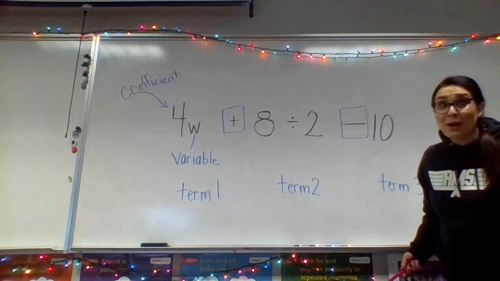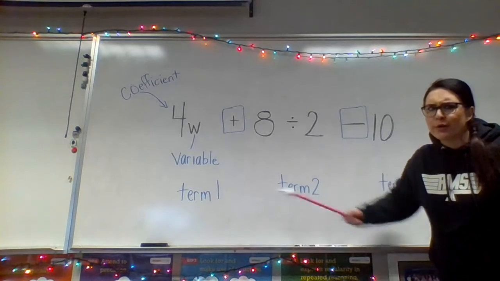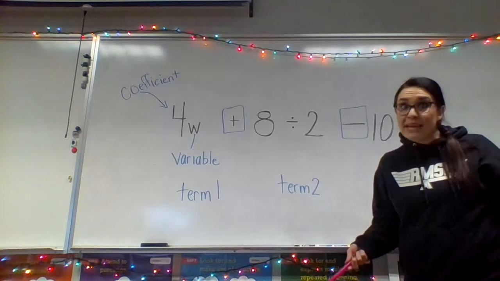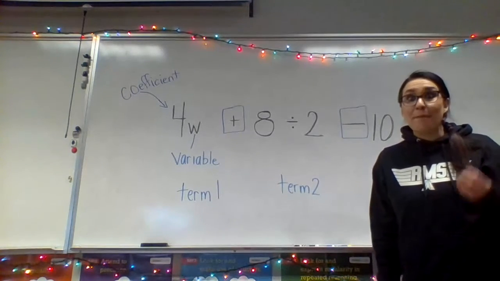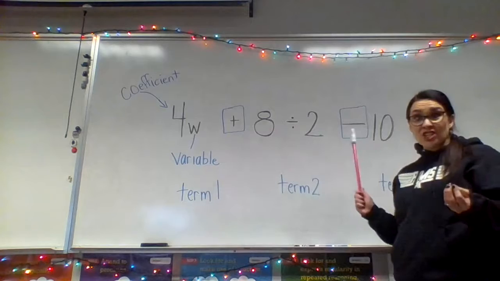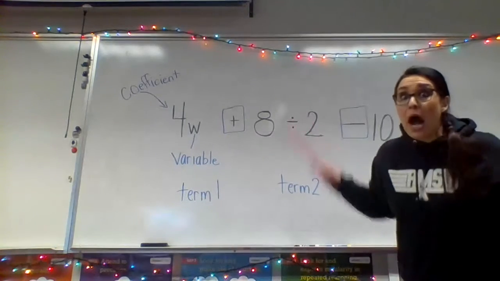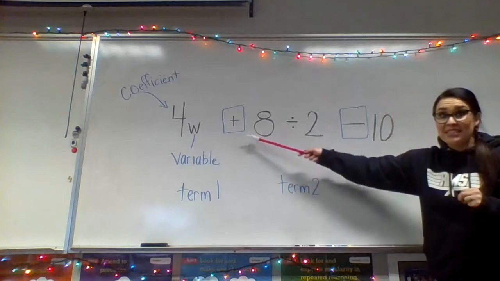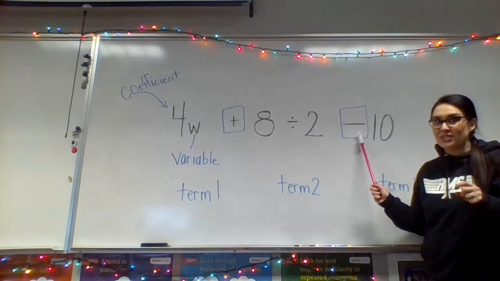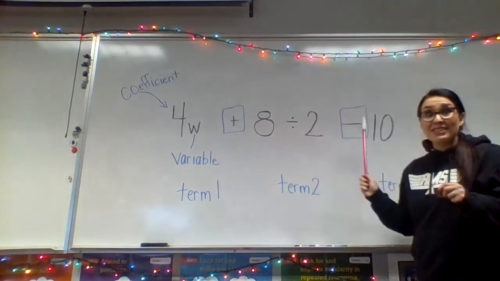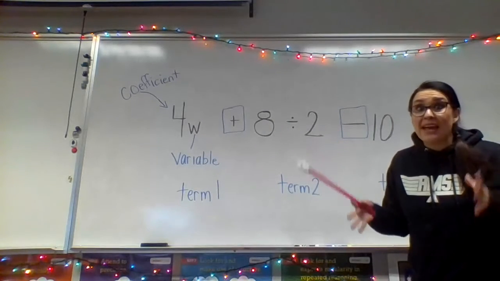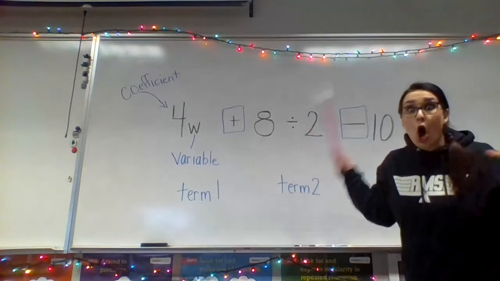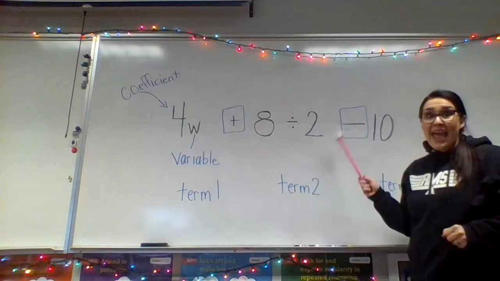The next word I want to talk about is the word term. Term. You can think of a term as a part or a piece, right? Each term is a part of our larger algebraic expression, but there's 2 operation signs you need to be aware of: the addition sign and the subtraction sign. These are the signs, my friends, that separate these different terms. Not multiplication, not division, only addition and subtraction.